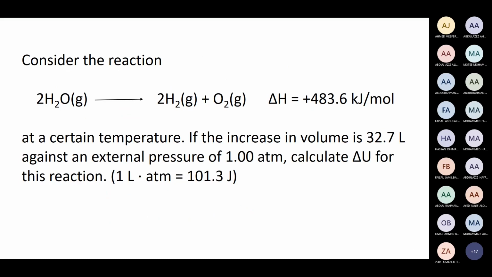Next, consider the reaction. This one gives you this heat. At a certain temperature, if the increase in volume is 32.7 liter against an external pressure of 1 atmosphere, calculate delta U. So I give you here delta H, and I want to calculate delta U. I know delta U is equal to what? Delta U equals delta H plus delta W, because if this is the same volume, it will be equal to heat.